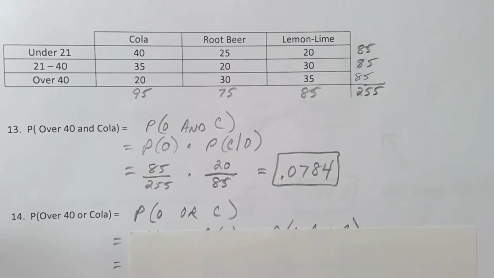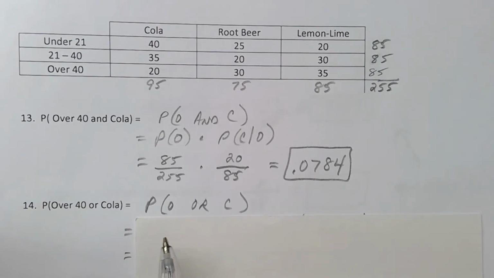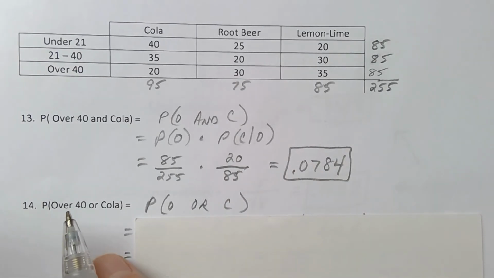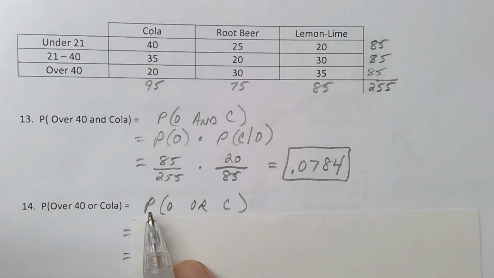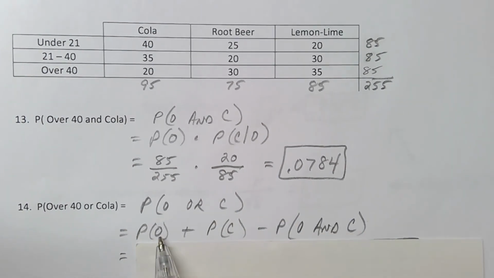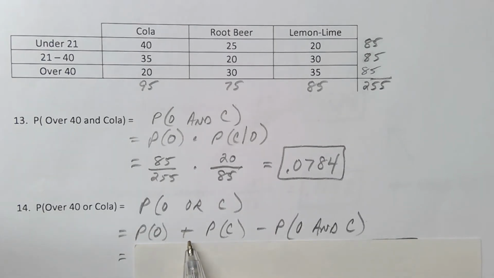All right, same table. Whoops, didn't mean to let you see that. Same table. What's the probability you reach into the hat, 255 names in the hat, and you pull somebody that's over 40 or likes cola? So the probability that they're either over 40 or they like cola. There should be a better chance of this. The OR is the addition rule. So the probability they're over 40 plus the probability they like cola minus anybody we accidentally counted twice. Minus the probability of the people who are both over 40 and like cola.